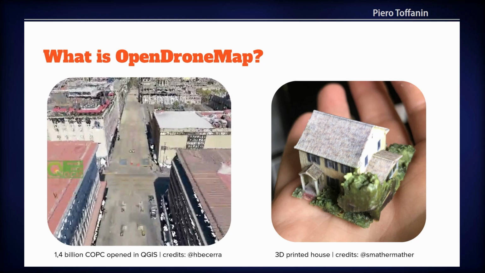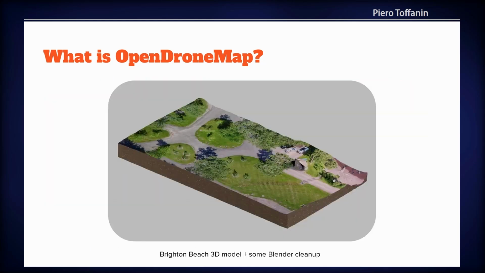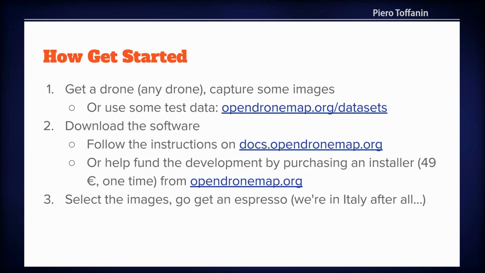And you can also use it for more fun projects. For example, you can shrink your house and 3D print it and hold it in your hand, and that's kind of cool. So you can do that also with OpenDroneMap. You can also create very cool isometric designs if you open your models in Blender and do some cleaning to make it look pretty. So that's also kind of cool.